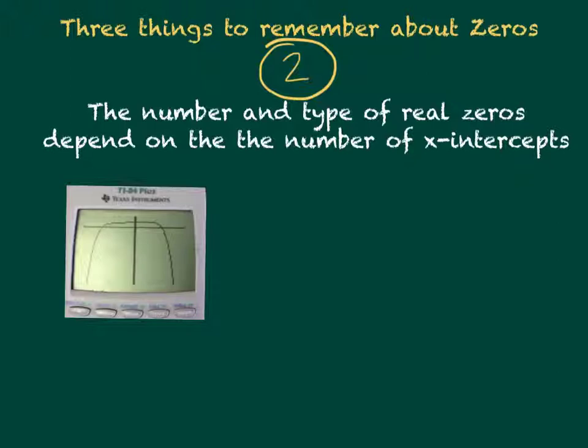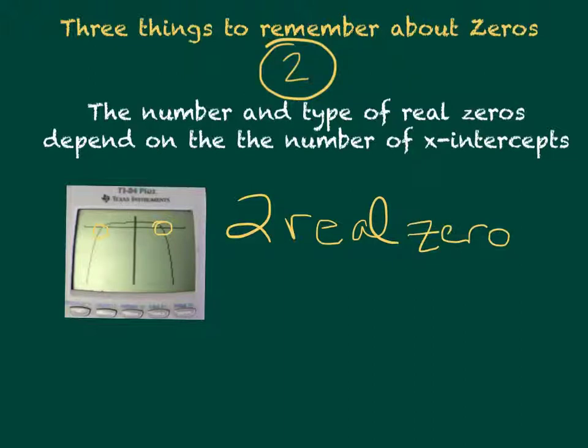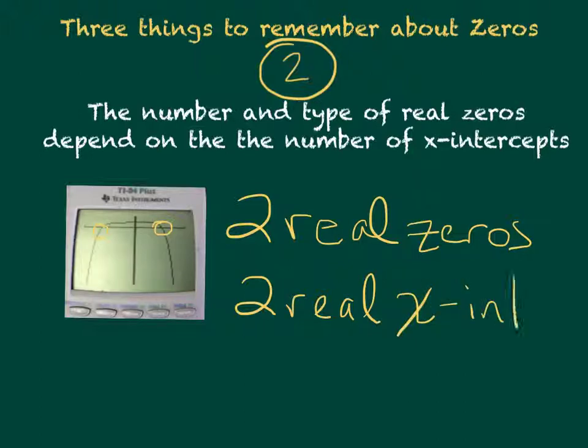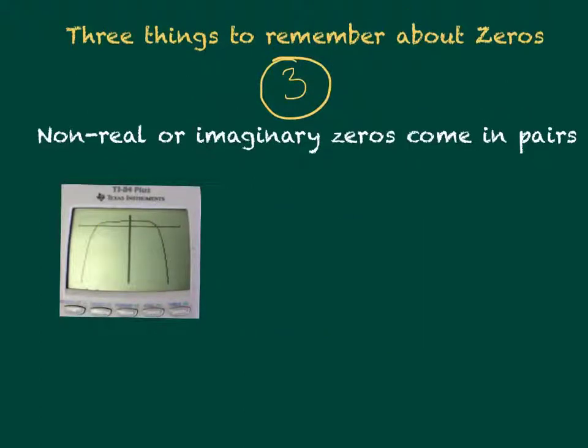Another thing to remember about zeros is the number and type of real zeros depend on the number of x-intercepts. And so in this function here, we're actually going to have 2 real zeros because we have 2 real x-intercepts. If you have non-real x-intercepts, that isn't going to actually cross the x-axis. If we have non-real or imaginary zeros, they will always come in pairs.